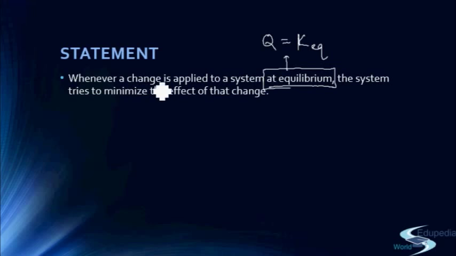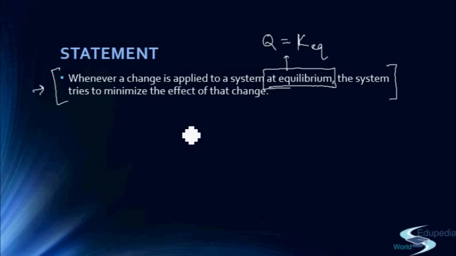So whenever a change is applied to that system which is already present at equilibrium, the system tries to minimize the effect of that change. This can be one of the statements of Le Chatelier's principle. It can be stated in different words. You will find it in different sentences, in different texts and literature, but this is the simplest one which we can come up with.